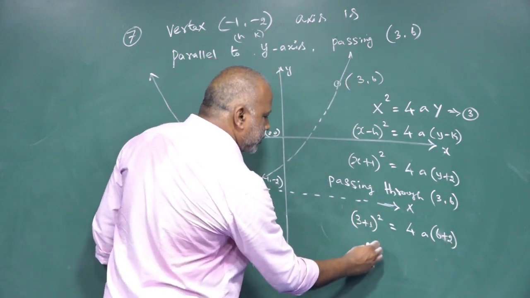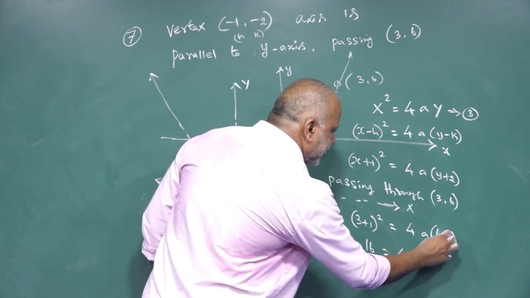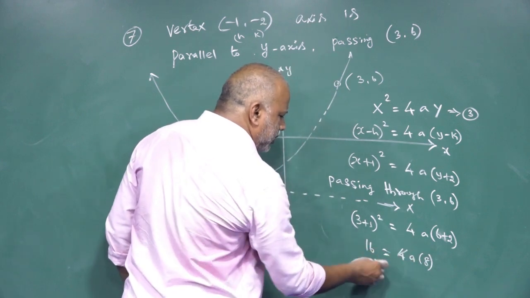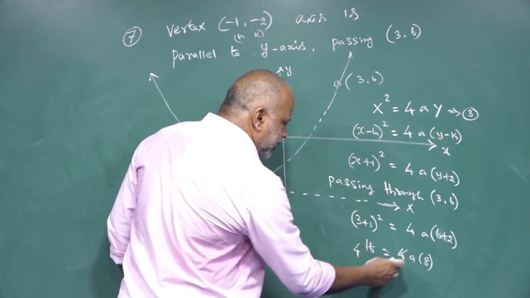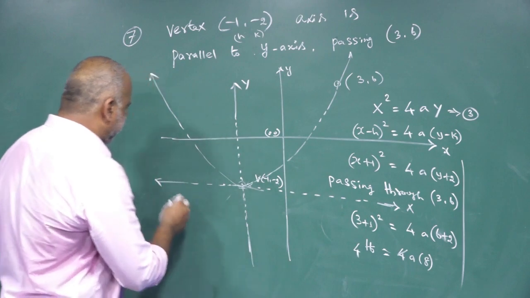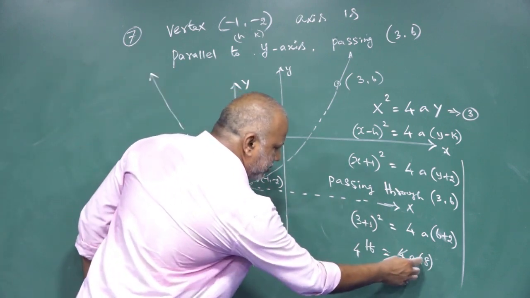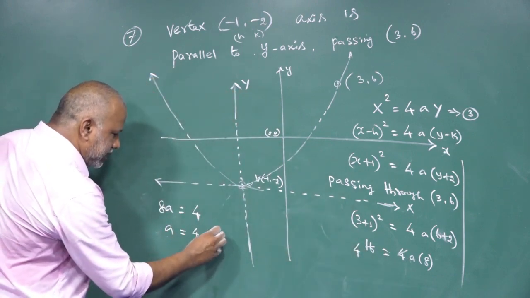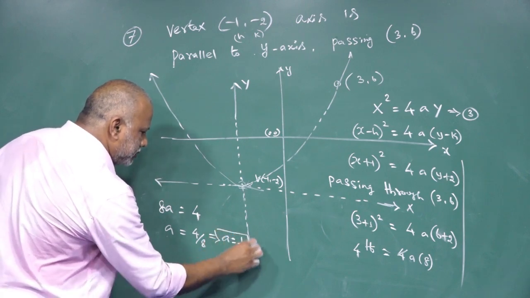3 plus 1 is 4, 4 squared is 16. Here we have 6 plus 2, we get 8. Then 4 and 16 cancel, we get 4. We need 8a equal to 4. So 8a equals 4. That means a equals 4 divided by 8. We can say a equals 1 by 2.